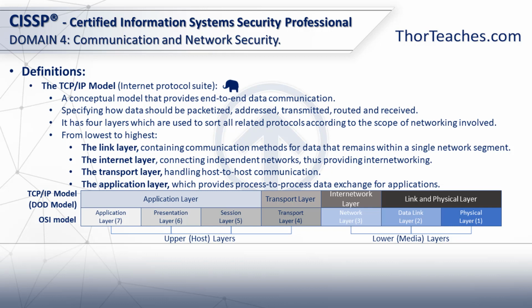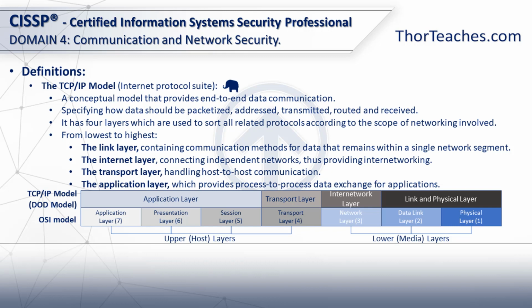Where the OSI model has 7 layers, the TCP/IP model only has 4. From the lowest layer to the highest layer, you can see a comparison below of how the TCP/IP model is mapped up towards the OSI model. This is the model we mostly use today, but many people still refer to the OSI model, so you need to know both.